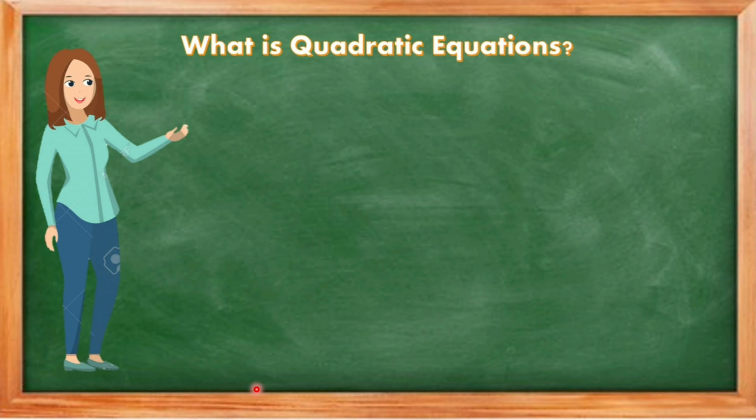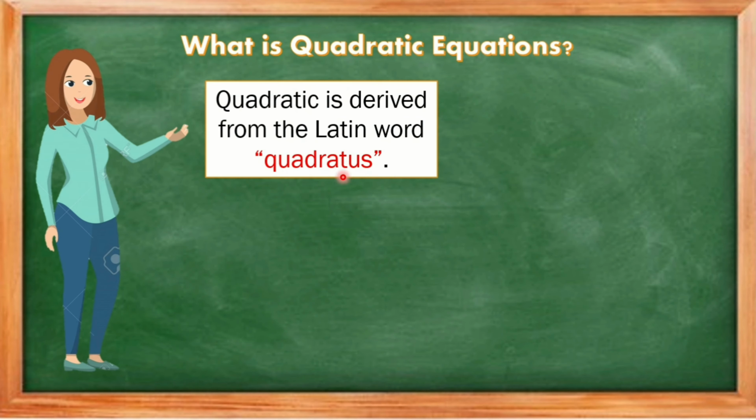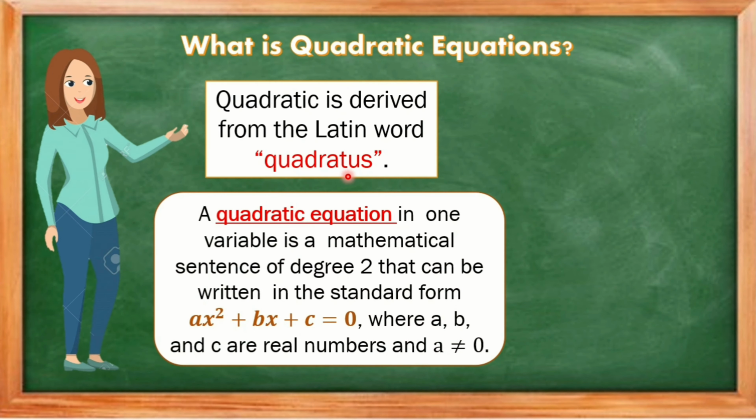Umpisan natin sa tanong na ito. What is quadratic equation? Quadratic is derived from the Latin word quadratus, na ibig sabihin ay square. According to the definition, a quadratic equation in one variable is a mathematical sentence of degree 2 that can be written in the standard form ax squared plus bx plus c is equals to 0, na kung saan ang a, b, and c ay real numbers. Ang ibig sabihin, ang maaaring value ng a, b, and c ay maaaring positive numbers, negative numbers, pwede ring fractions, decimal, and others. Basta, real numbers.